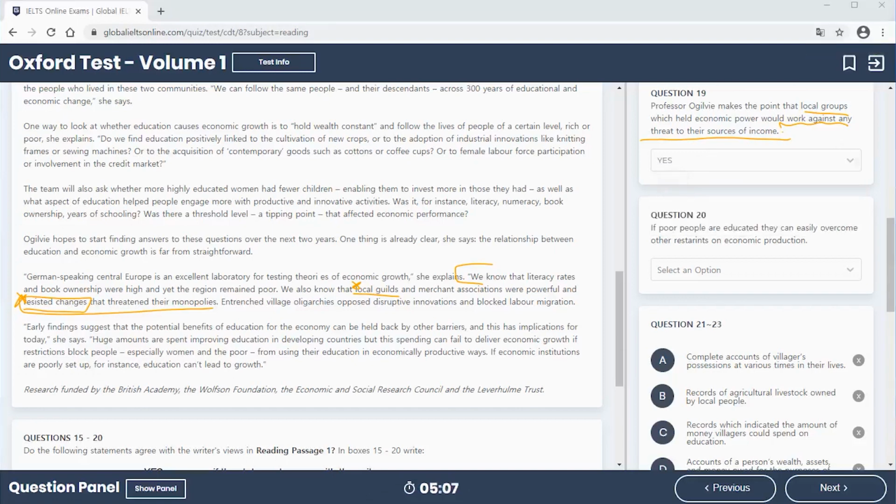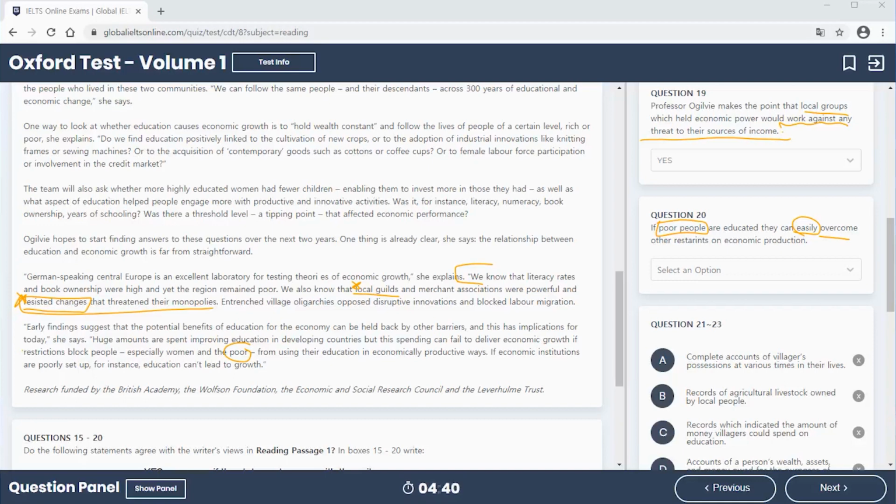Question 20, if poor people are educated, they can easily overcome other restraints on economic production. Easily overcome. Okay, so this is going to be our keywords. We're looking for poor people and how easily they can overcome problems. We can see poor people here. It's like if restrictions block people from using their education, huge amounts of this spending can fail to boost economic growth.